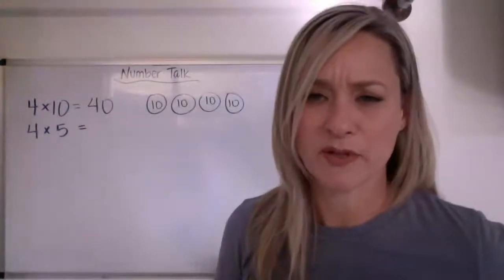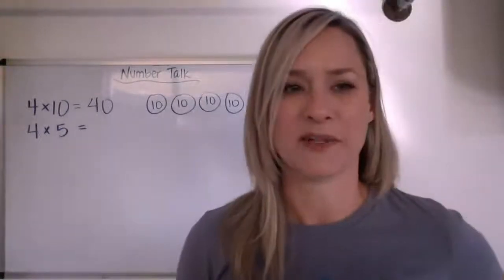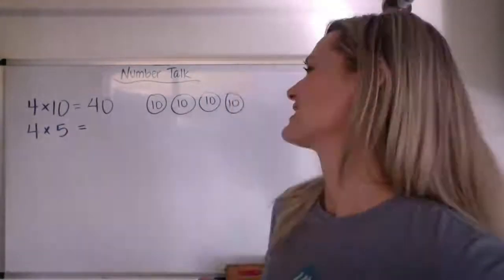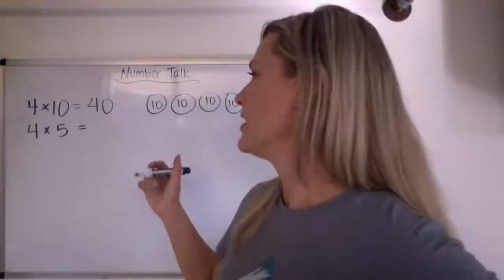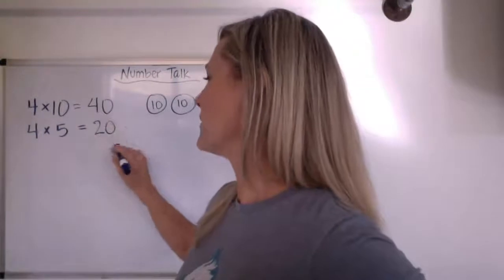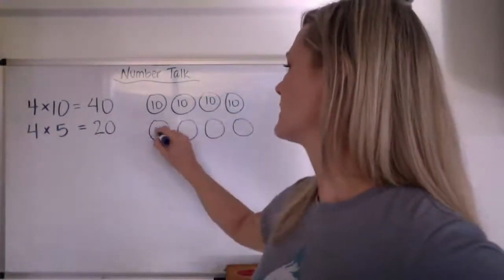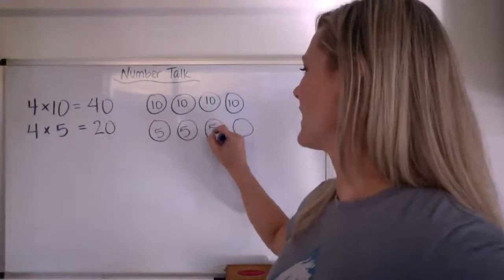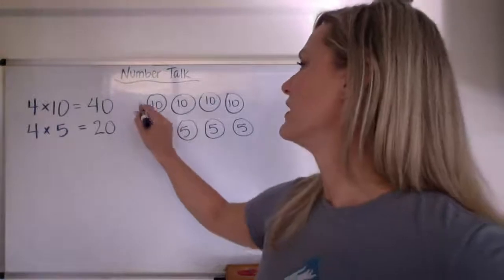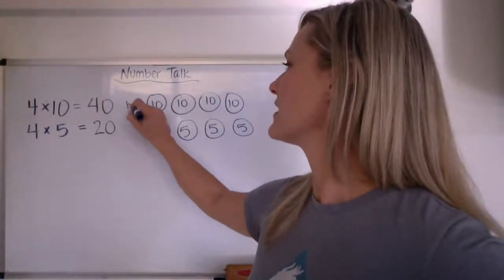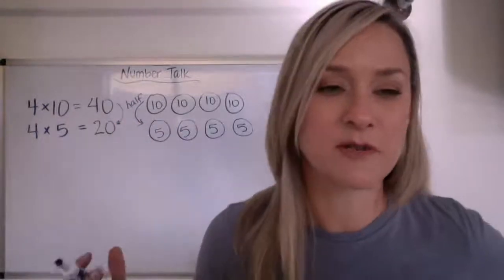Okay, you might be wondering, we're not building up, we're going down. 4 times 5, but trust me, we're going to connect it. So maybe you already know the answer to this one too. 5, 10, 15, 20. Or maybe you even thought about 4 groups of 5 like this, the answer would be exactly half because you have half the amount in each circle. So 5 is half of 10. So the answer will be half. 20 is half of 40.